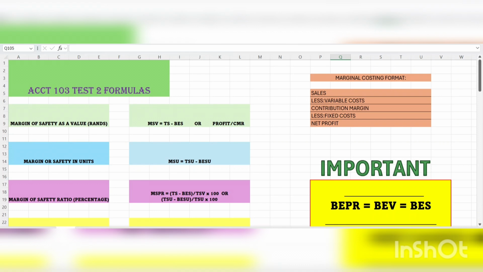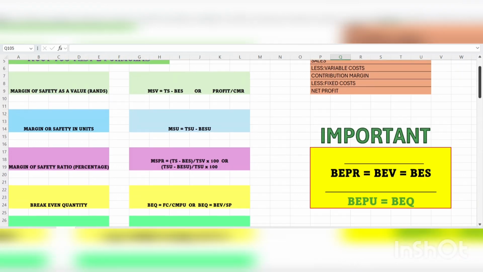So I hope by now that you are very familiar with your marginal costing format. This is 100% going to come out, and you definitely need to know how to work it out. It's your sales less your variable cost. Sales minus variable cost gives us our contribution margin, and our contribution minus our fixed cost gives us our net profit. Then we have our margin of safety as a value to calculate our rands, which is your total sales minus your break-even sales, and your profit divided by your contribution margin ratio.